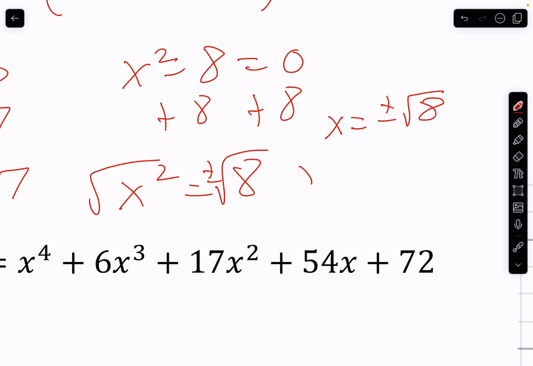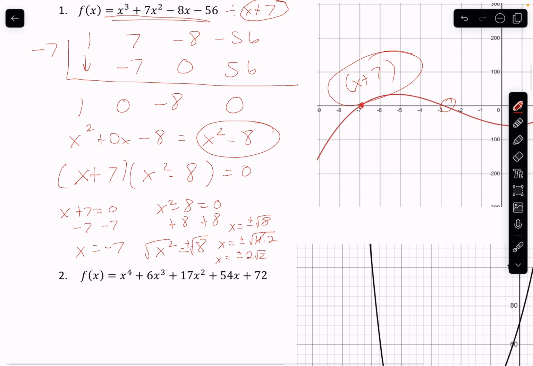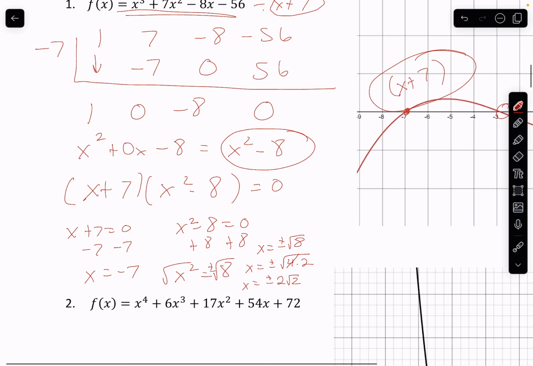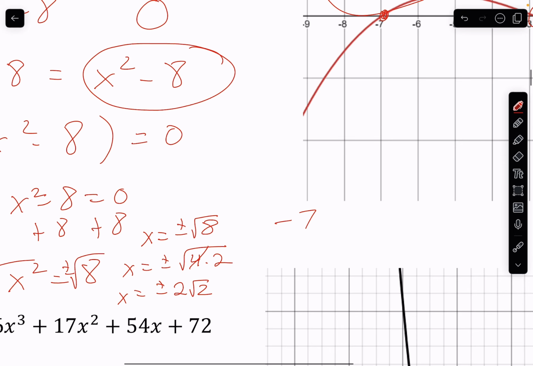This we could actually break down. 8 gets broken down into 4 times 2. The square root of 4 is 2. So we end up with plus minus 2 root 2, because that 4 comes out and becomes a 2. So at this point, we found all of our zeros, all right? Our zeros are the -7 that we knew already. Then we got 2 root 2 and -2 root 2, all right?